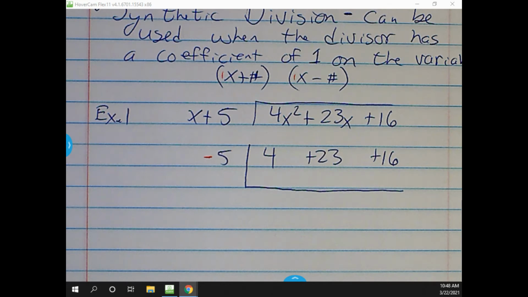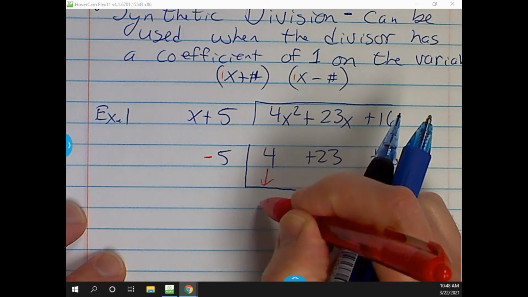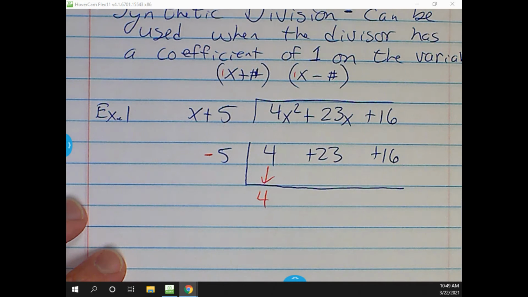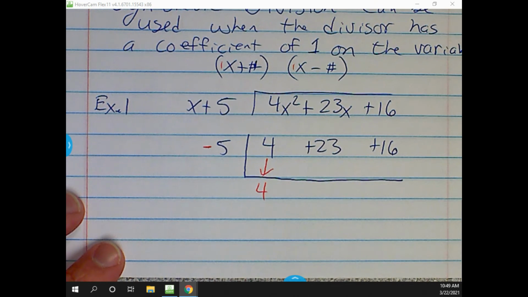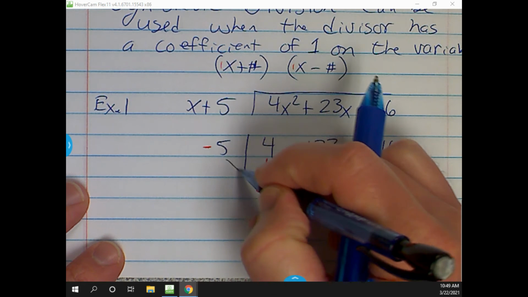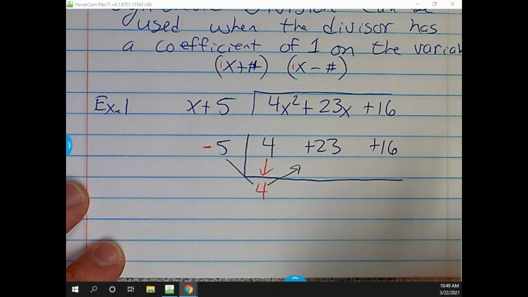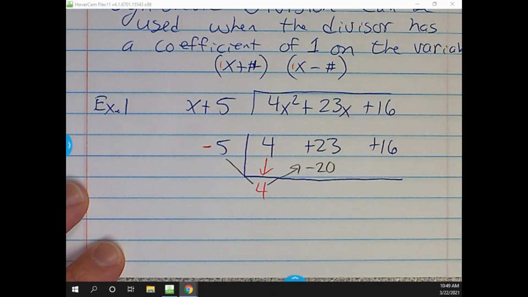Next it says take the number that's first and put it below your division bar. So far there's no math. It's just rearranging some stuff. Now you actually have to do a little bit of math. You're going to do -5 times 4, and then put that number here, which would be negative 20.